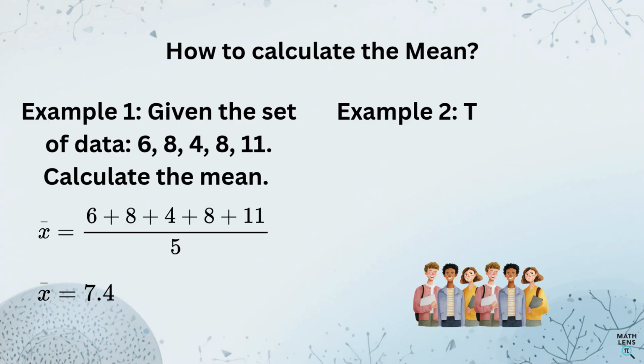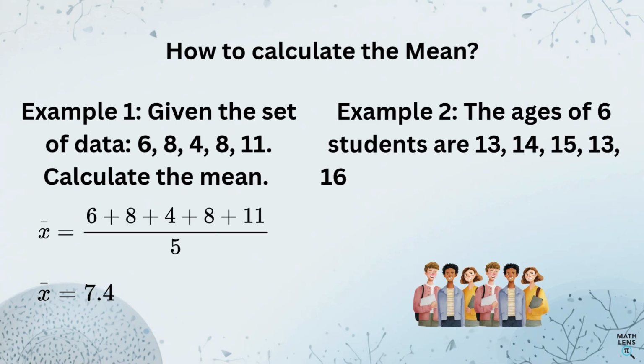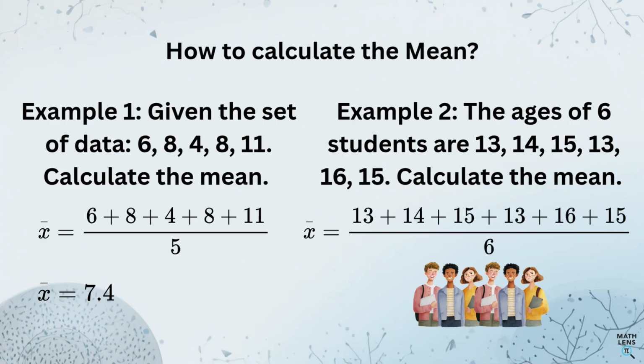Moving on to example 2, where we have the ages of 6 students. Again, start by adding these numbers. 13 plus 14 plus 15 plus 13 plus 16 plus 15. This totals 86. Since there are 6 ages, we divide 86 by 6, which gives us a mean of approximately 14.33.